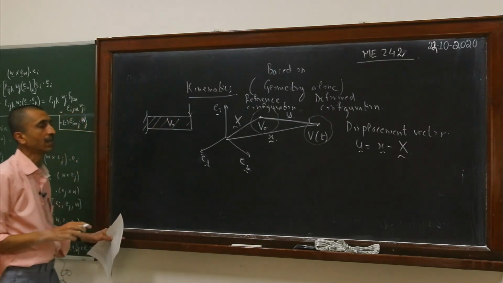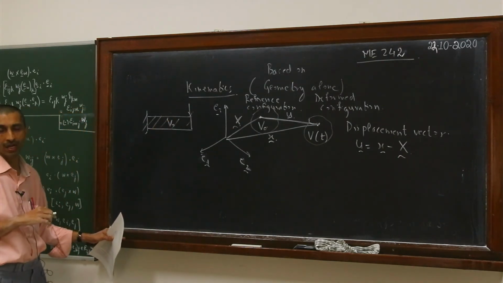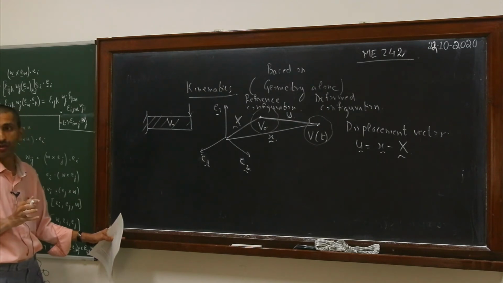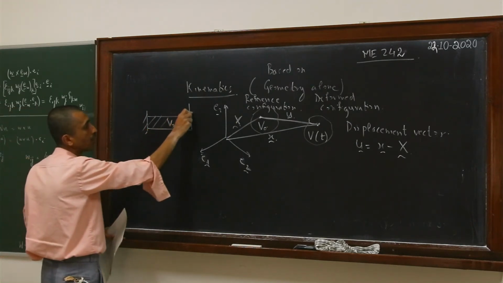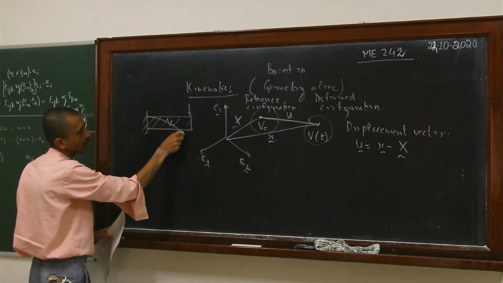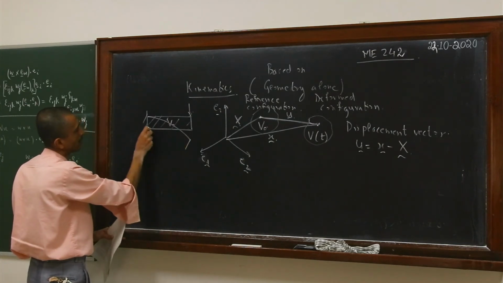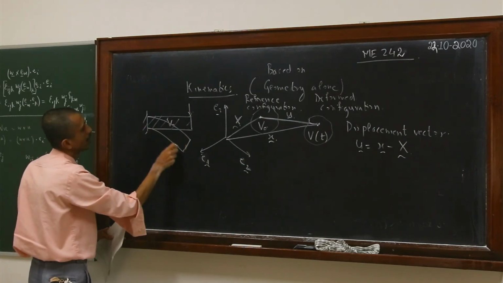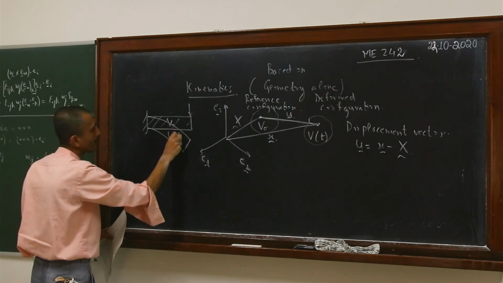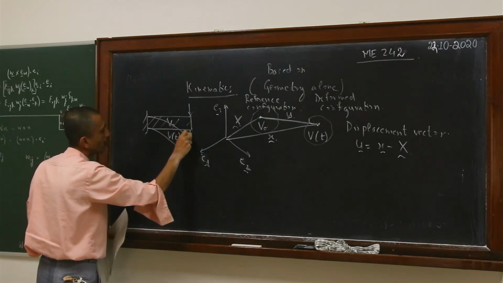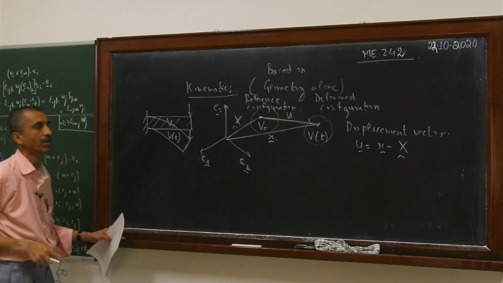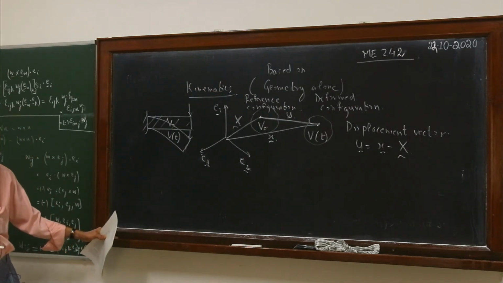So this would be your V0. That is the configuration before the application of the forces. And then now you apply the load. Now it goes to some deformed position like this. Now this is your V of t. After the application of the force, whatever is the deformed configuration, that will be V of t.